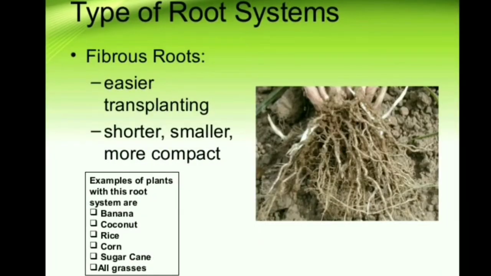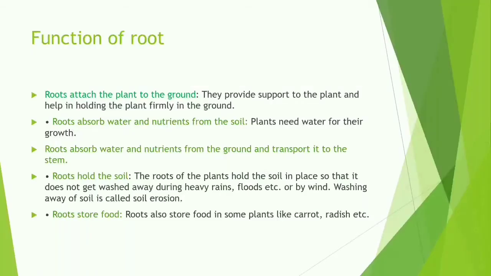There is also another, that is the fibrous root. In this kind of root, you cannot identify any large root. These kinds of roots are mainly shorter and smaller like branches, and they are also more compact. Examples: banana, coconut and all grasses have this kind of root. There is also another root that is known as the storage root.